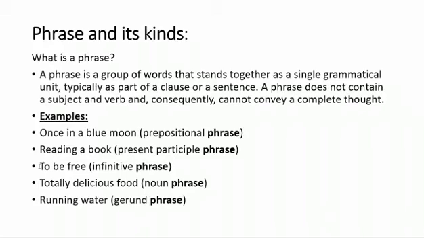Number three, to be free. It is an infinitive phrase. It is beginning with infinitive to be. Number four, totally delicious food. It is a noun phrase acting as a noun. Number five, running water. It's a gerund phrase. It's beginning with running, gerund.